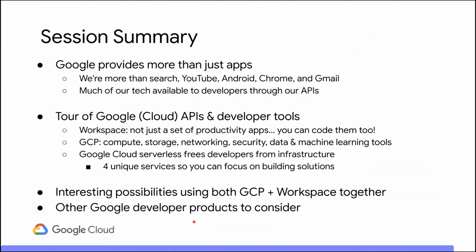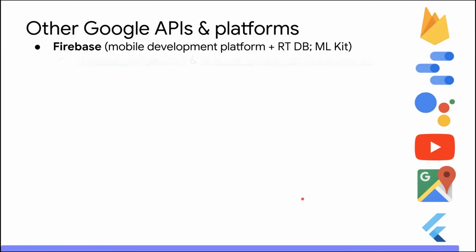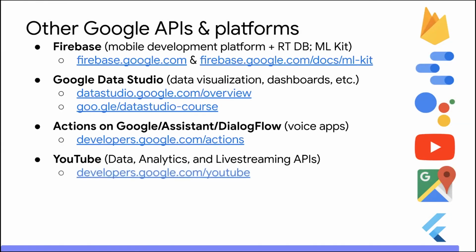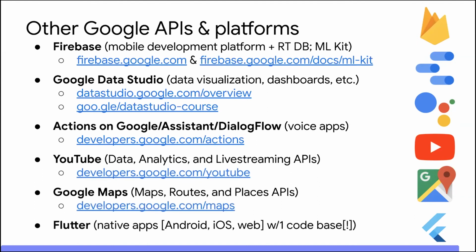Okay, so to wrap up, Google provides more than just apps. We are more than just search, YouTube, Android, Chrome, and Gmail. Much of our tech is available to developers using our APIs. So I gave you a little bit of a tour of our cloud APIs and dev tools, namely Workspace and GCP. And I showed maybe a little bit of serverless at the end. But the interesting thing is that you can build interesting apps if you use both sides of cloud together. And of course, there's other Google APIs as well, like Firebase, Data Studio, Actions on Google for voice-driven apps, YouTube, Google Maps, as well as Flutter that lets you build native apps in Android, iOS, and the web with only one code base. No more having to write 3 different versions of the same thing.